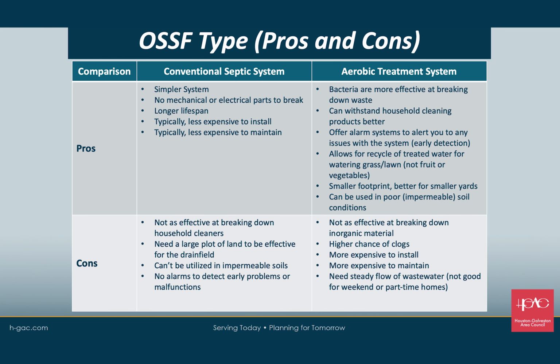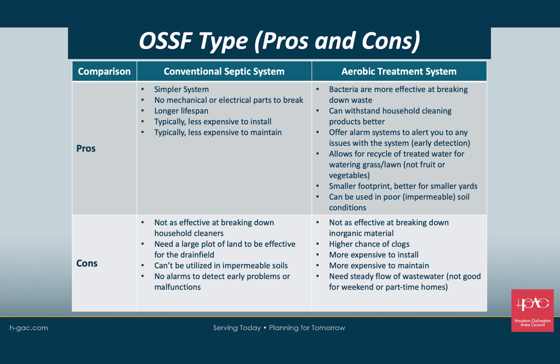Lastly, let's compare the pros and cons of the two systems. The pros for a conventional system are they are a simpler system, there are no mechanical or electrical parts to break, they have a longer lifespan, and they are typically less expensive to install and maintain.